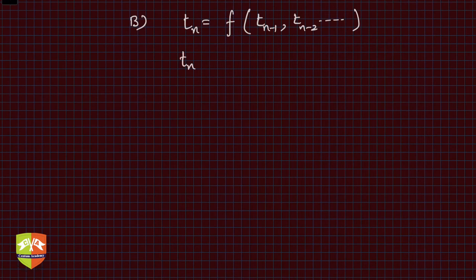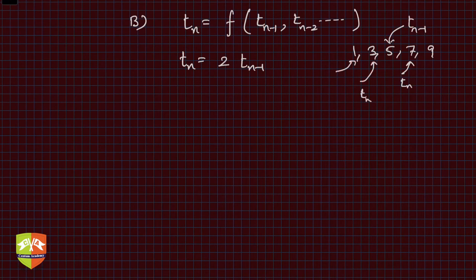So, let's say Tn is equal to 2 times Tn minus 1. I hope you understand what Tn and Tn minus 1 are. In any given sequence, for example, 1, 3, 5, 7, 9, if this is Tn, then this becomes Tn minus 1. That is what it means. One term prior to Tn, right? So, let's start with a certain assumption. Let's say T1 is equal to 1. Assume we are now generating a new sequence.